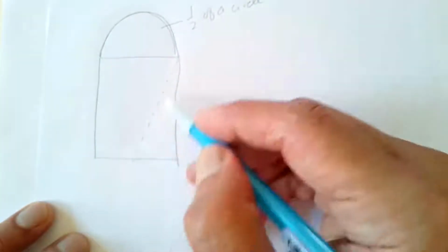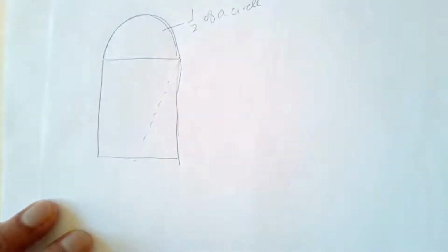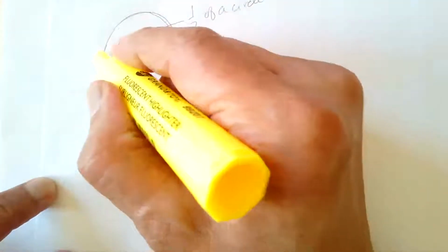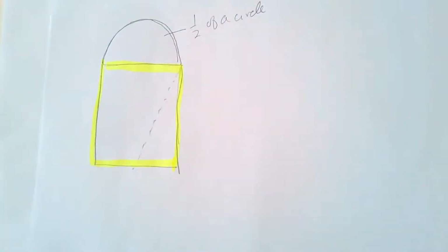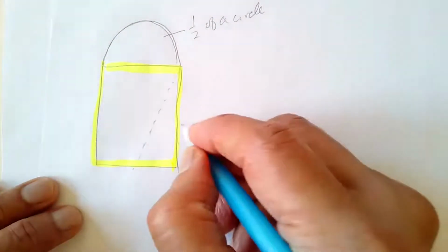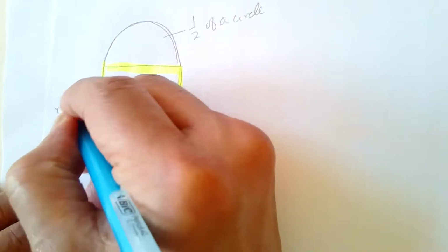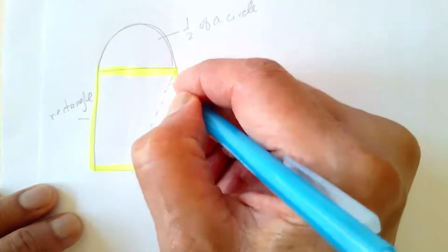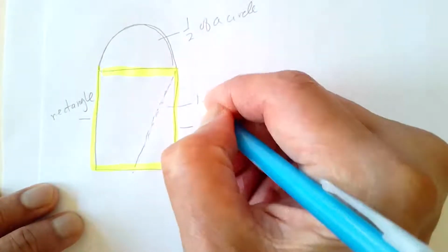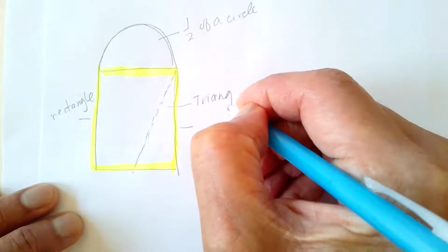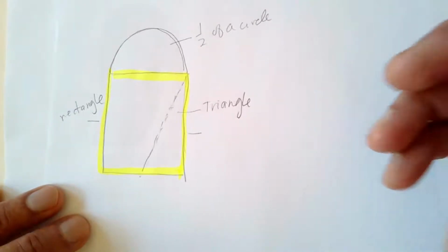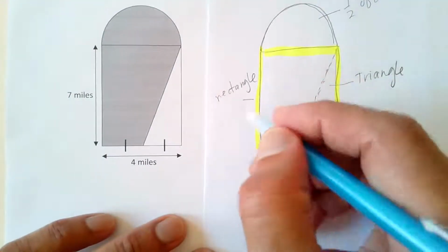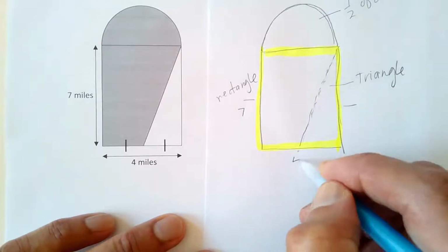Now ignore this line here. This looks like a rectangle, and I'll just border it up. You see right away this is going to be a rectangle here. And now if we look at this part here, this is a triangle. And what are we given? We're given, this is 7 miles, 4 miles.